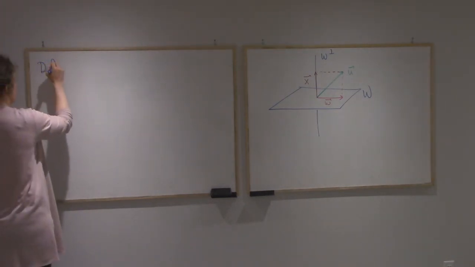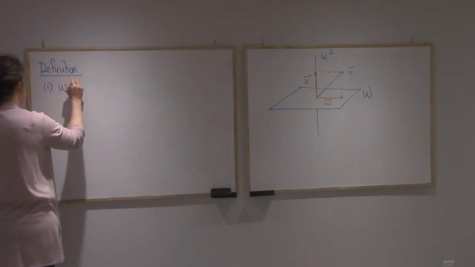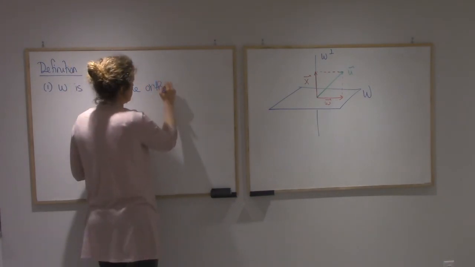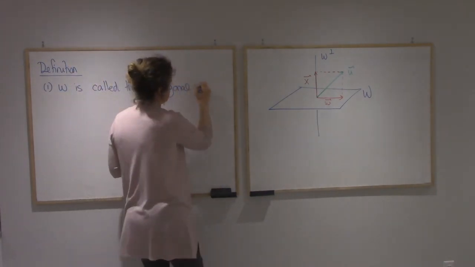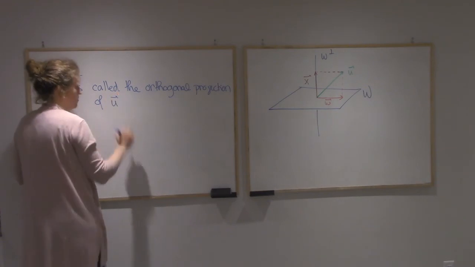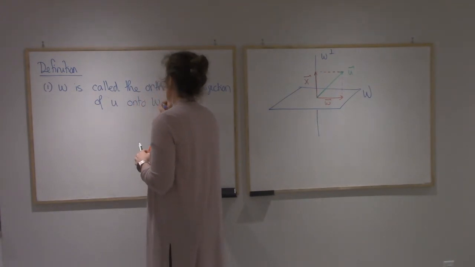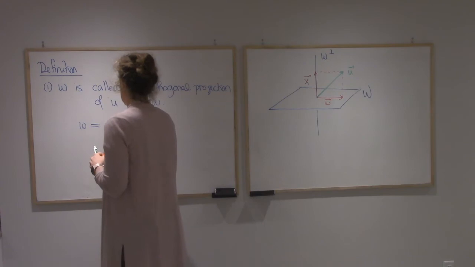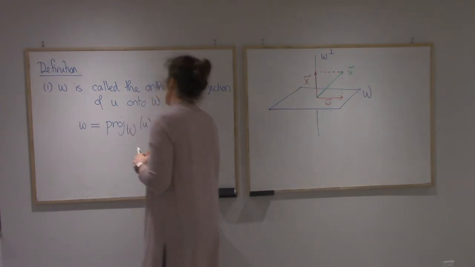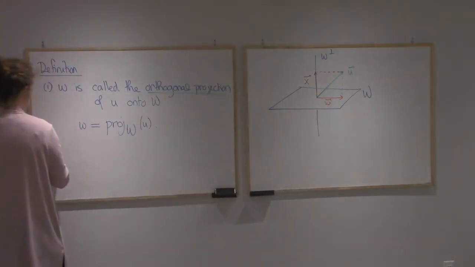So, definition. W is called the orthogonal projection of U onto W, and we'll write that W is the projection on the big W of U. That's the orthogonal projection, and we'll have almost the same definition for X.